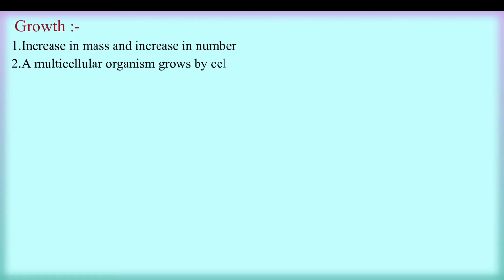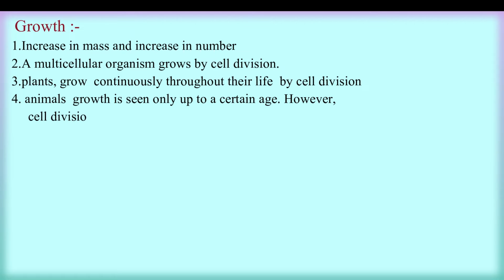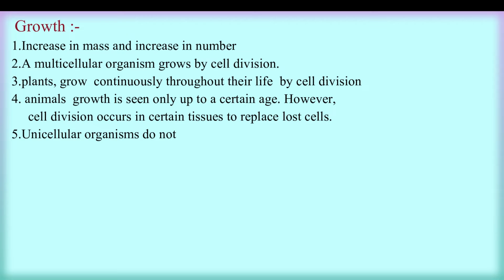Growth refers to the increase in mass and increase in number. A multicellular organism grows by cell division. Plants grow continuously throughout their life by cell division. Animal growth is seen up to a certain age. However, cell division occurs in certain tissues to replace lost cells. Unicellular organisms do not grow by cell division. We can easily observe this in vitro culture.